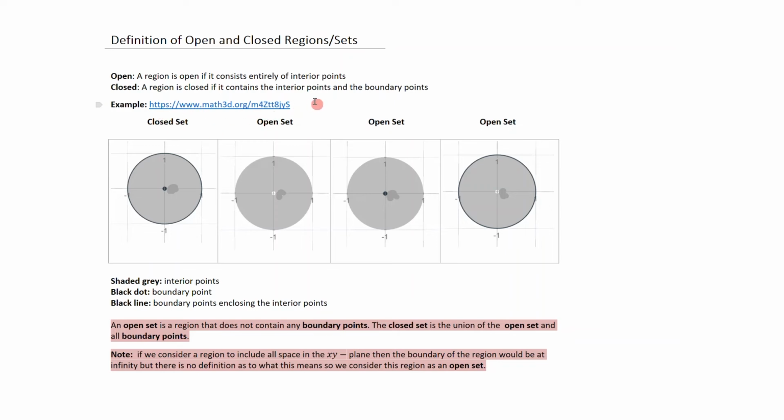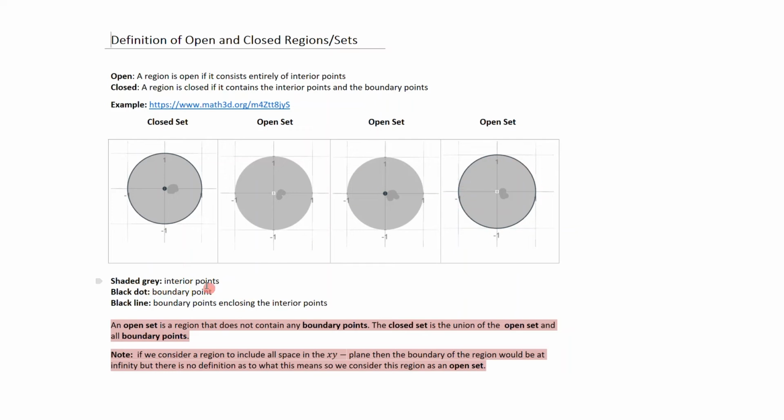So I'm going to make the case that this is a closed set, this is an open set, this is an open set, and this is an open set. This dark gray spot that you see here is basically just an aberration. Ignore it. It's part of this gray region as a whole on all 4 diagrams. You'll notice here there's a black dot, and here it's open. There's nothing there. There's a black dot. There's nothing there. Here basically is a black line around the boundary. No black line here, no black line here, and a black line around the boundary.